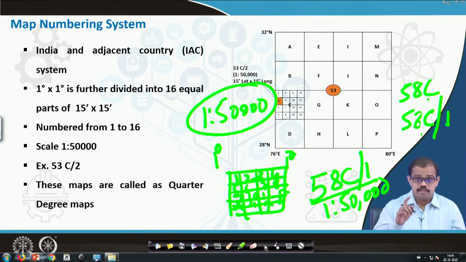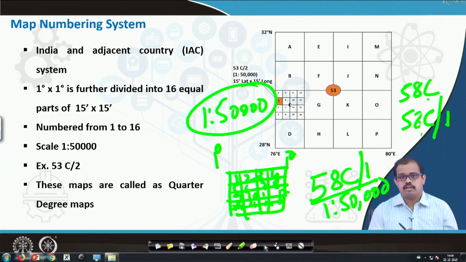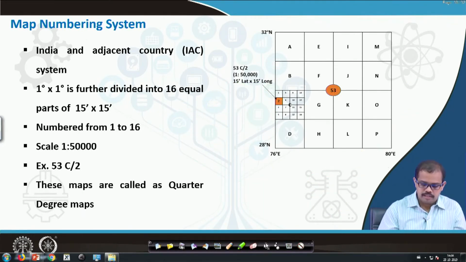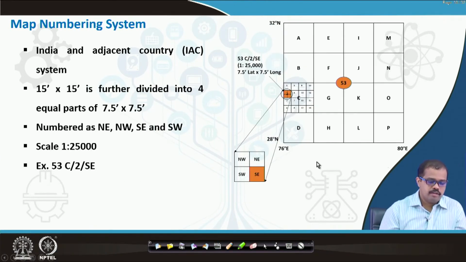So now 1 unit on the ground is 50,000 units on the map. This one can vary from 1 to 16. Okay. So once we have learnt these 3 scales, we will also learn the last type of representation, the lowest kind of representation that is there in India and adjacent countries, which is 1:25,000 scale.